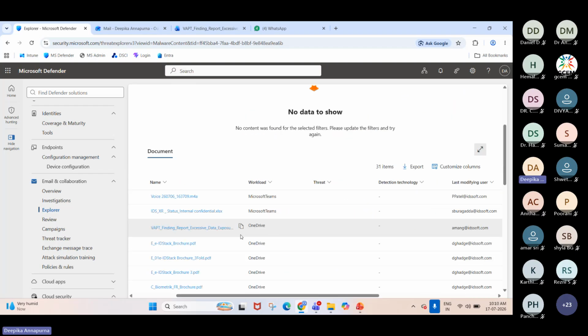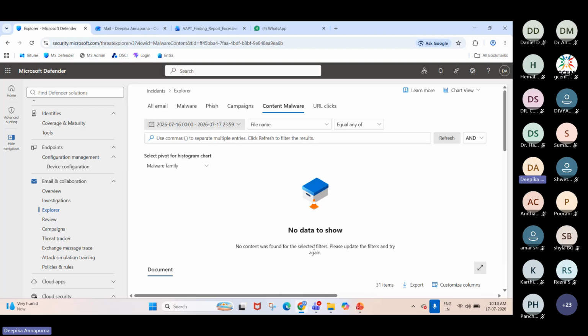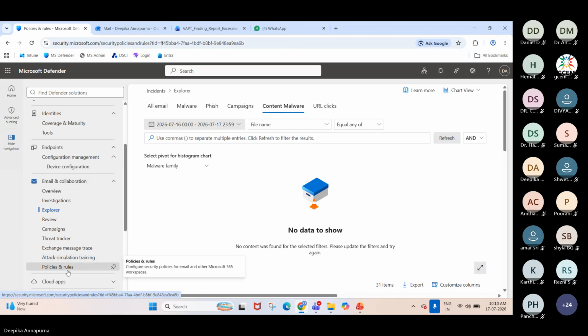So no one received any content here. So no data to show. This is how we try to see whether any email is received or not. We will try to track. Okay. So how will we do?